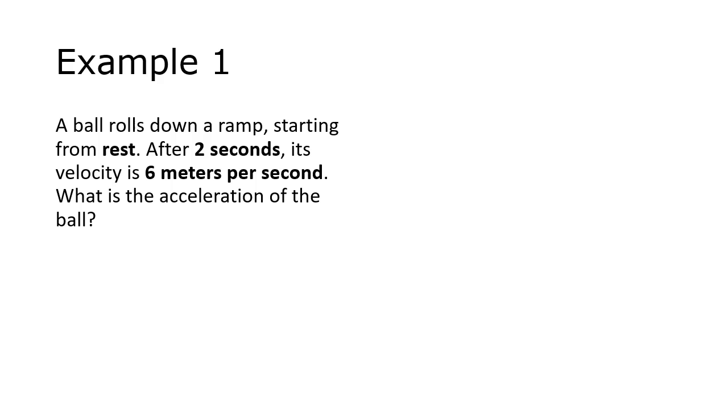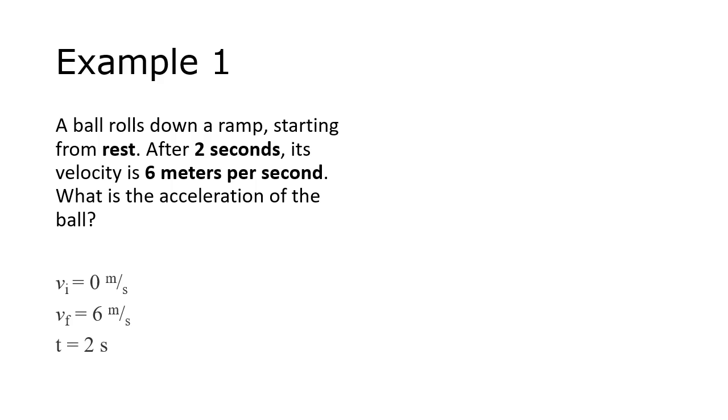Let's work on an example problem together. A ball rolls down a ramp, starting from rest. When you see the word rest, the velocity is 0 meters per second and is the v sub i, the initial velocity for this equation. After 2 seconds, this is your delta t or change in time, the ball's velocity is 6 meters per second, our v sub f, the final velocity. What is the acceleration of the ball?